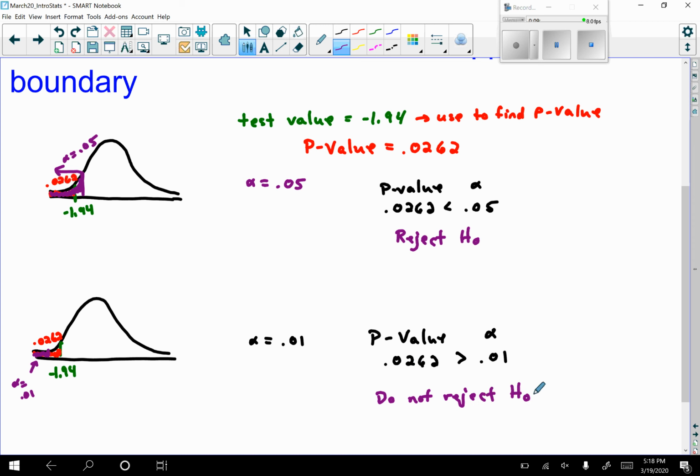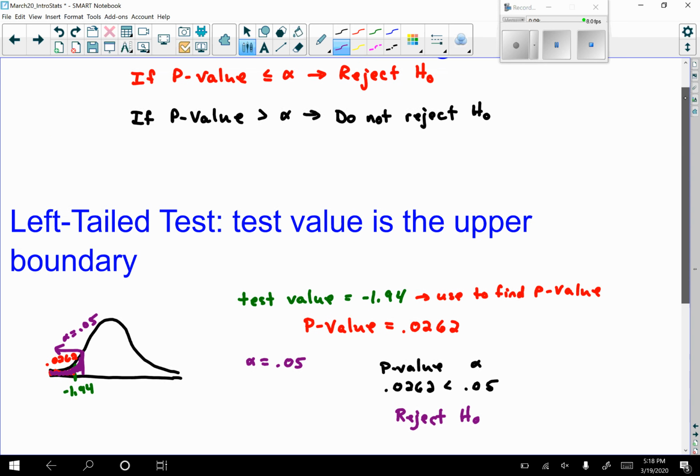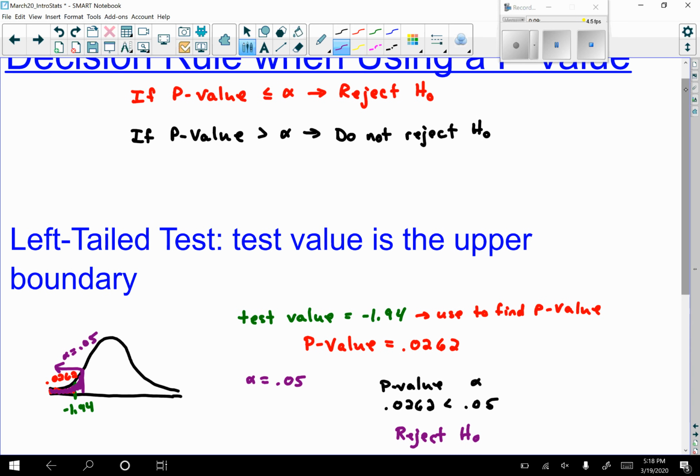So this is how it's going to be different. We could look at it visually over here, or just straightforwardly follow the rules of comparing them with the decision rule that I have at the top. We're going to go through a couple actual examples here, but I just want to show you what the visuals look like for a left-tailed test and a right-tailed test.